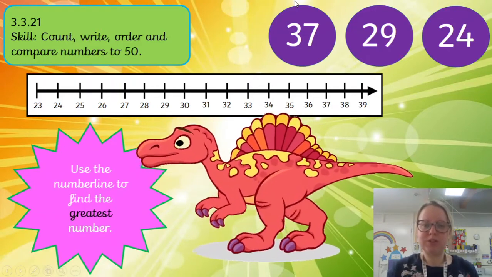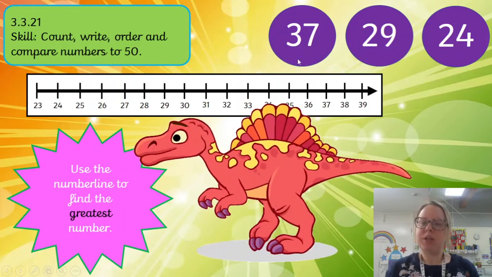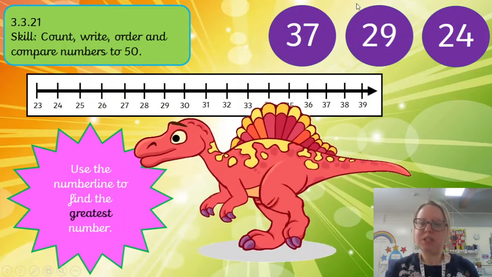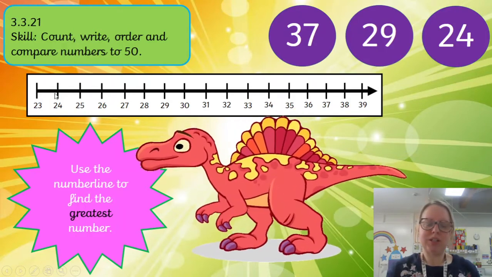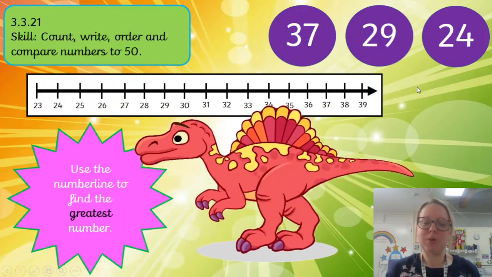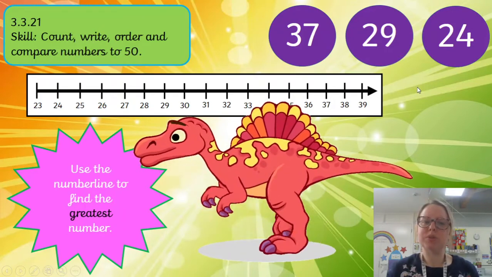Okay, now I would like you to use the number line to find the greatest number. So our numbers are at the top. We have a number 37, number 29, and number 24. So you need to use the number line to see which order they come in and see which is the greatest number. So you can pause the video to do that now.